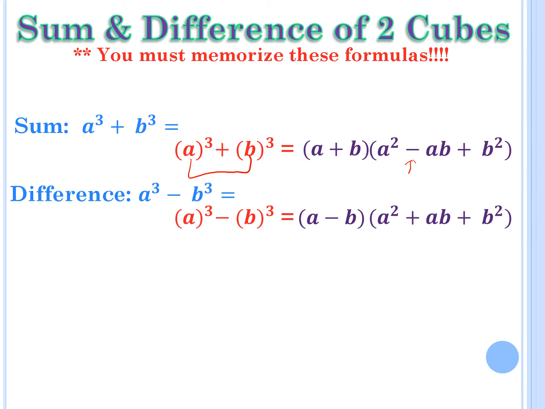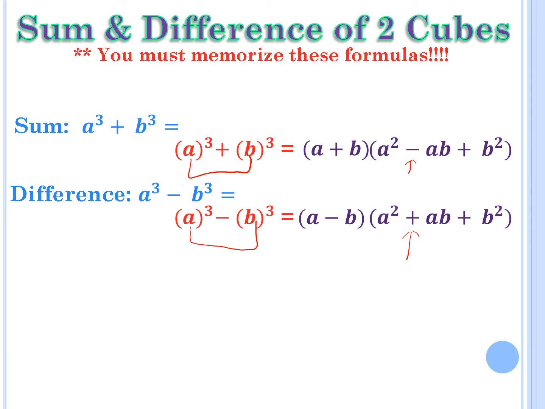And then your second parentheses is going to be a trinomial. For the first term, you're going to do a squared. And then if this is minus, you're going to make this sign a plus. Then your middle term will be a times b. And then your last term will be b squared. So basically, they're the same formula with two little different sign changes, okay?